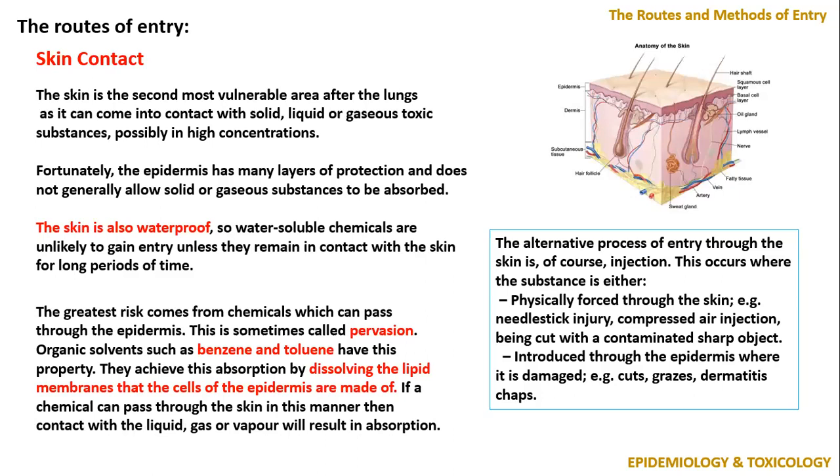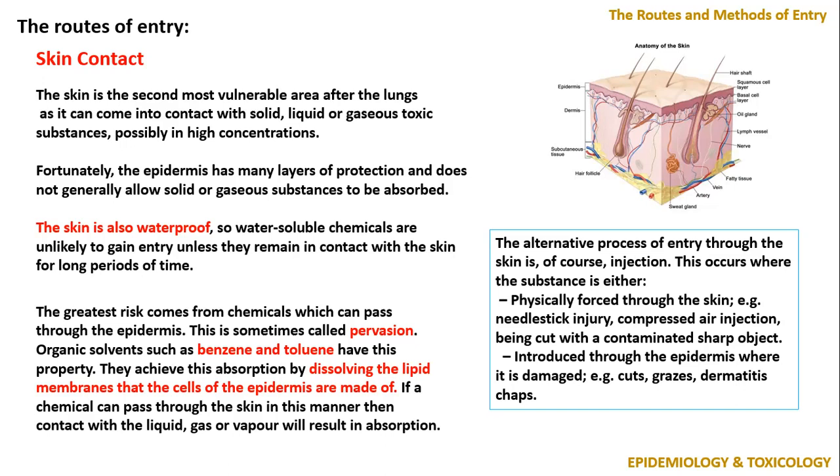So now the next route of entry is the skin contact. The skin is the second most vulnerable area after the lungs, as it can come into contact with solid, liquid or gaseous toxic substance, possibly in a high concentration. The epidermis has many layers of protection and does not generally allow solid or gaseous substance to be absorbed. The skin is waterproof, so water soluble chemicals are unlikely to gain entry unless they remain in contact with the skin for a longer period of time.